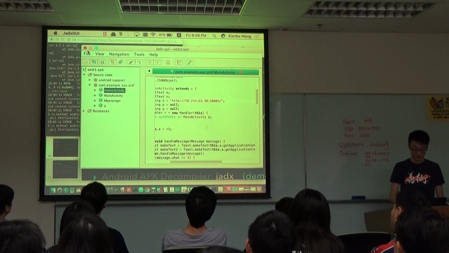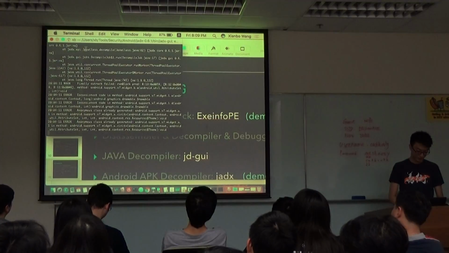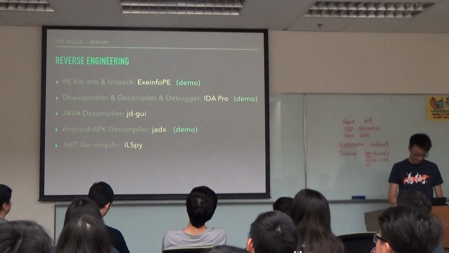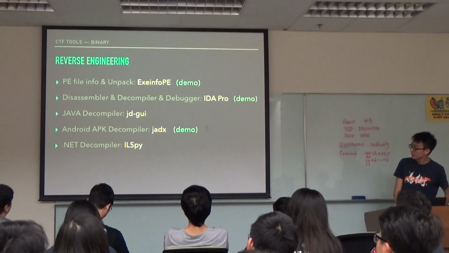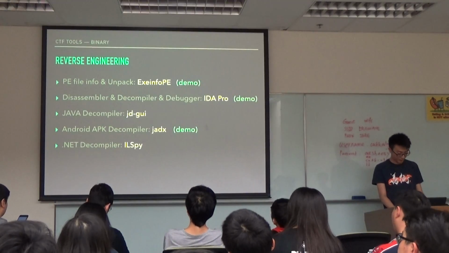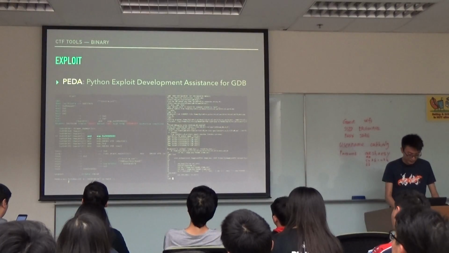Using this knowledge, you can then find this. This is about secure injection. I will not talk about secure injection here. I just use the tool. And the final one is ILSpy for .NET decompiling. Okay, now let's come to exploit.